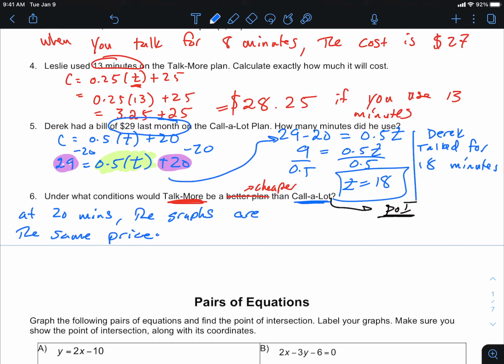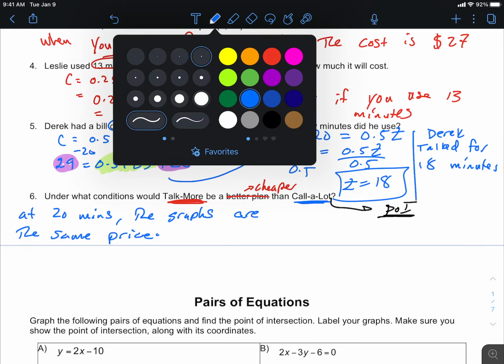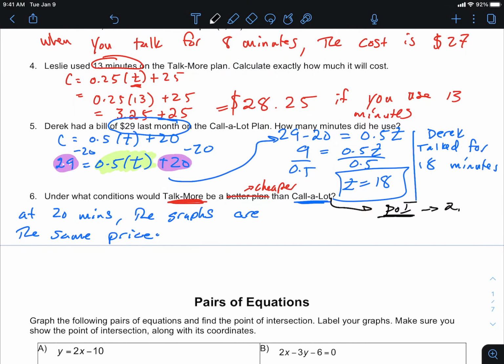Right? All right, that's the point of intersection, right? The point of intersection is 20 and 30. So that's your decision. We call this the point of interest or the point of intersection. You're making a decision around this point as to which graph to choose, right?